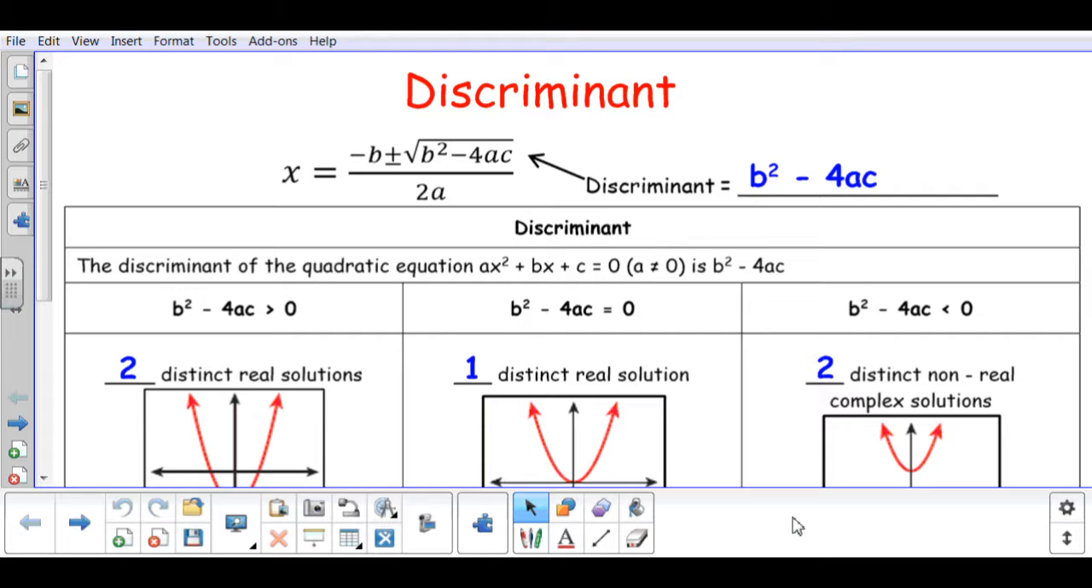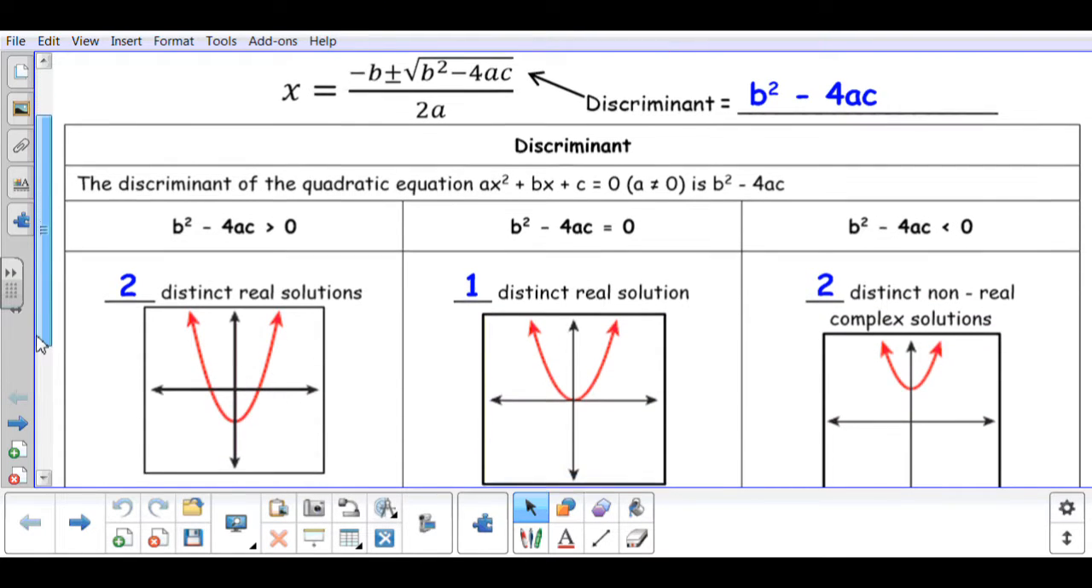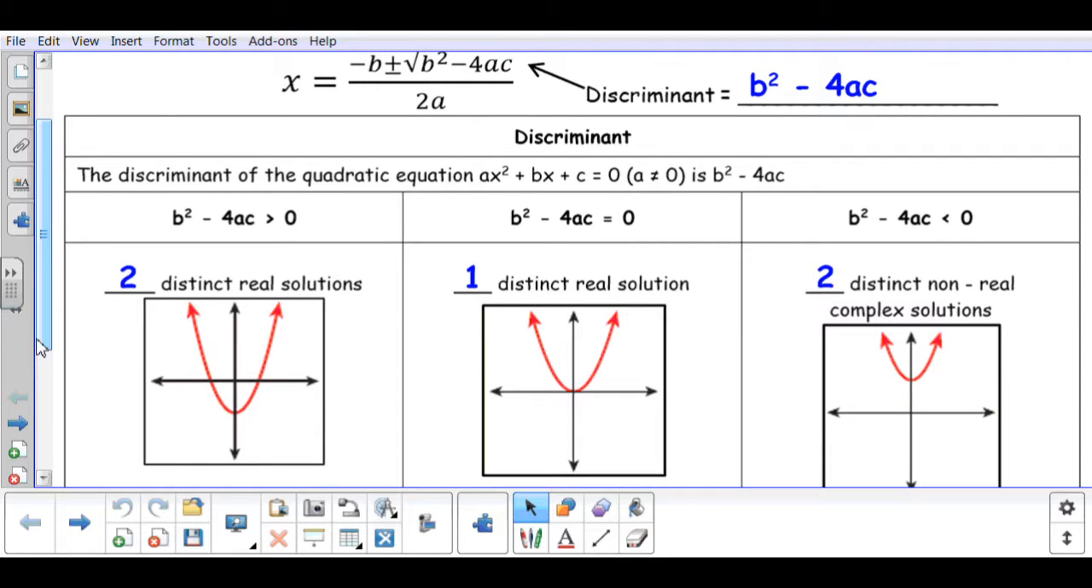Once we plug in those values and we arrive at an answer, if that answer is positive, then I'm going to have two distinct real solutions. If that solution is equal to 0, I'm going to have one distinct real solution. And if that value is negative, I'm going to have two distinct non-real solutions. So these would be our imaginary answers.